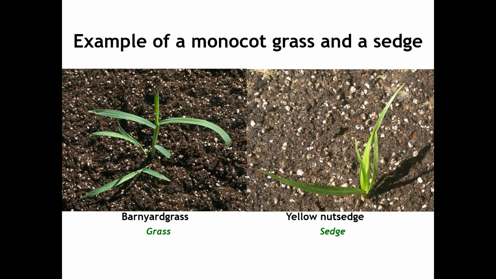So here's an example of a monocot or a grass and a sedge. They look very similar, but if you were to look at the stem closely, the grasses will not have the triangular stem. They will either be flat or round or other shape other than triangular, whereas the nut sedge on the right will have triangular stems as they develop.